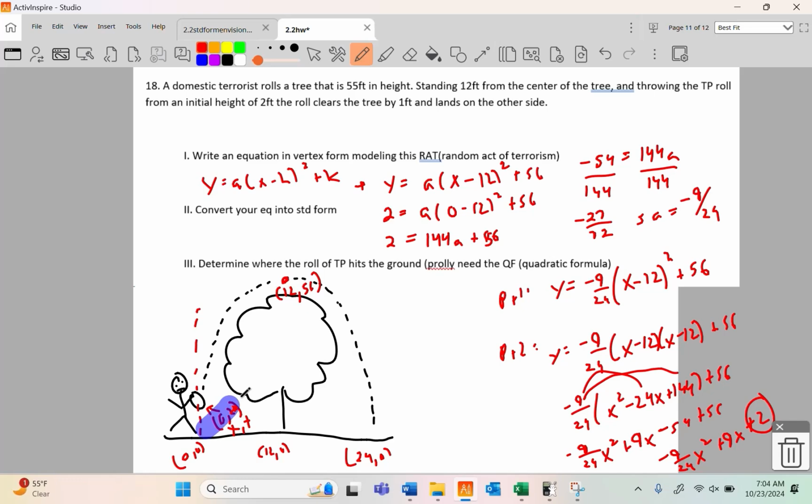All right, determine where the roll of TP hits the ground. It says you'll probably need the quadratic formula, and you probably will, because the equation we wrote is pretty ugly. But there might be an easier way. And I feel like there is an easier way. And yes, there definitely is an easier way to do this other than the quadratic formula.